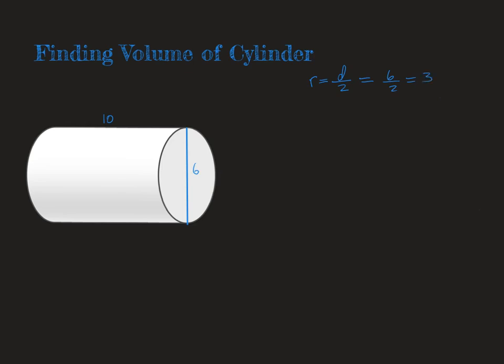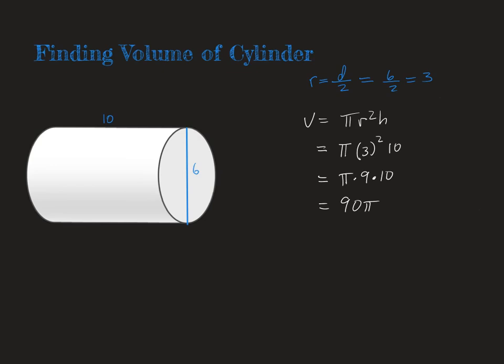Now, going back to the formula that we already know, volume is equal to pi r squared h. Now, we're going to plug in the numbers. So we're going to do pi times 3 to the second power times the height, or in this case, you can see it as a width. It's going to be 10. So that's going to give you pi, 3 times 3 gives you 9, times 10, and that's going to give you 90 pi, and that will be your answer.